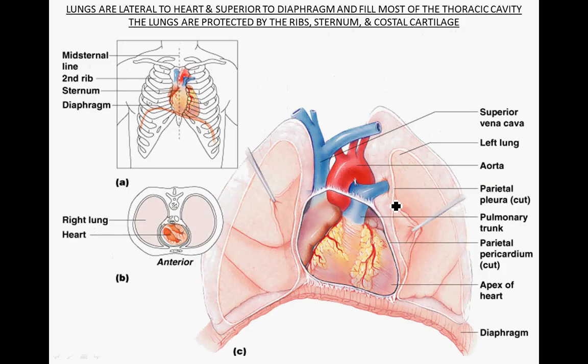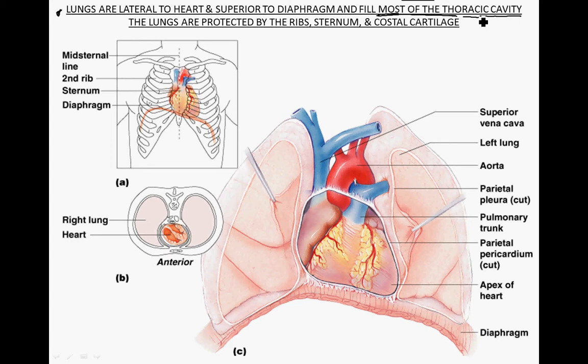Okay, so the location of the lungs, as you already sort of know, is that the lungs are lateral to the heart and they are superior to the diaphragm, and they fill most of the thoracic cavity. This is sometimes a little surprising to students looking at this for the first time. So when you look at the mannequins, take out all of the lungs and just see how much of that thoracic cavity is actually lung.